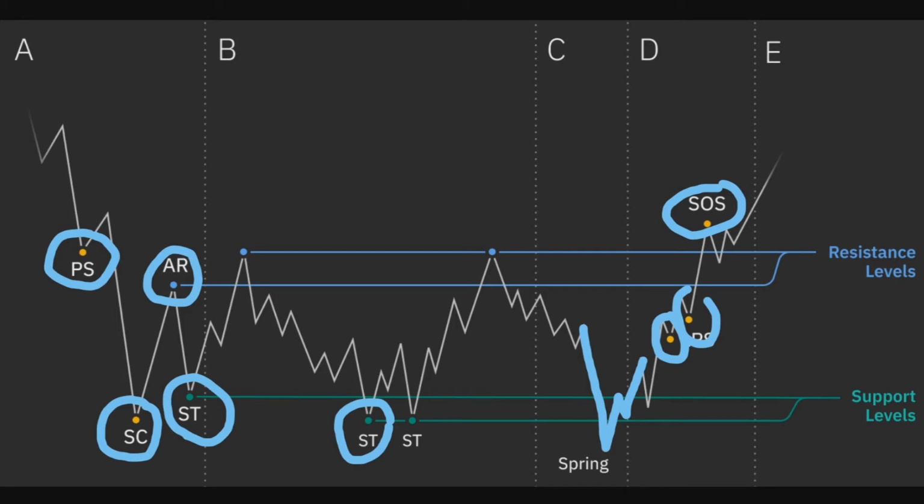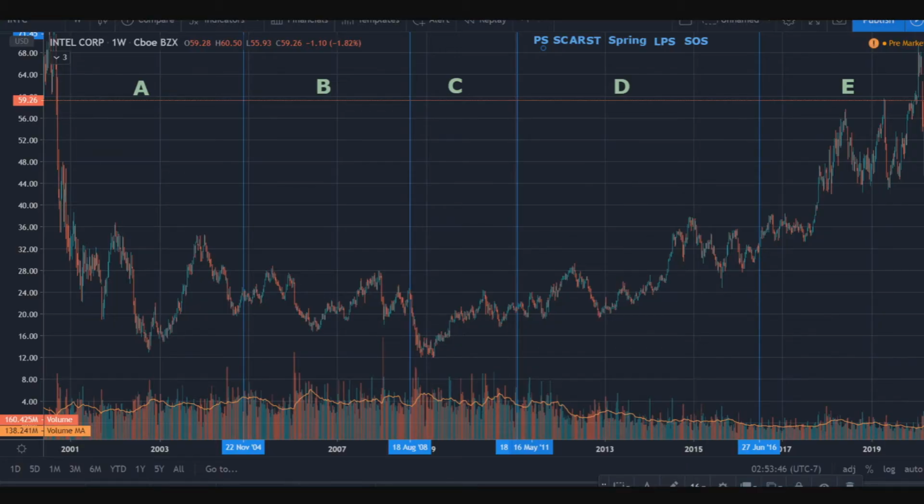The composite man has accumulated enough supply, and it is evident by the breakout of the trading range, caused by the increase in market demand. This is when the trading range is effectively broken and the uptrend begins and the markup phase of the composite man starts. Let's look at a live example.